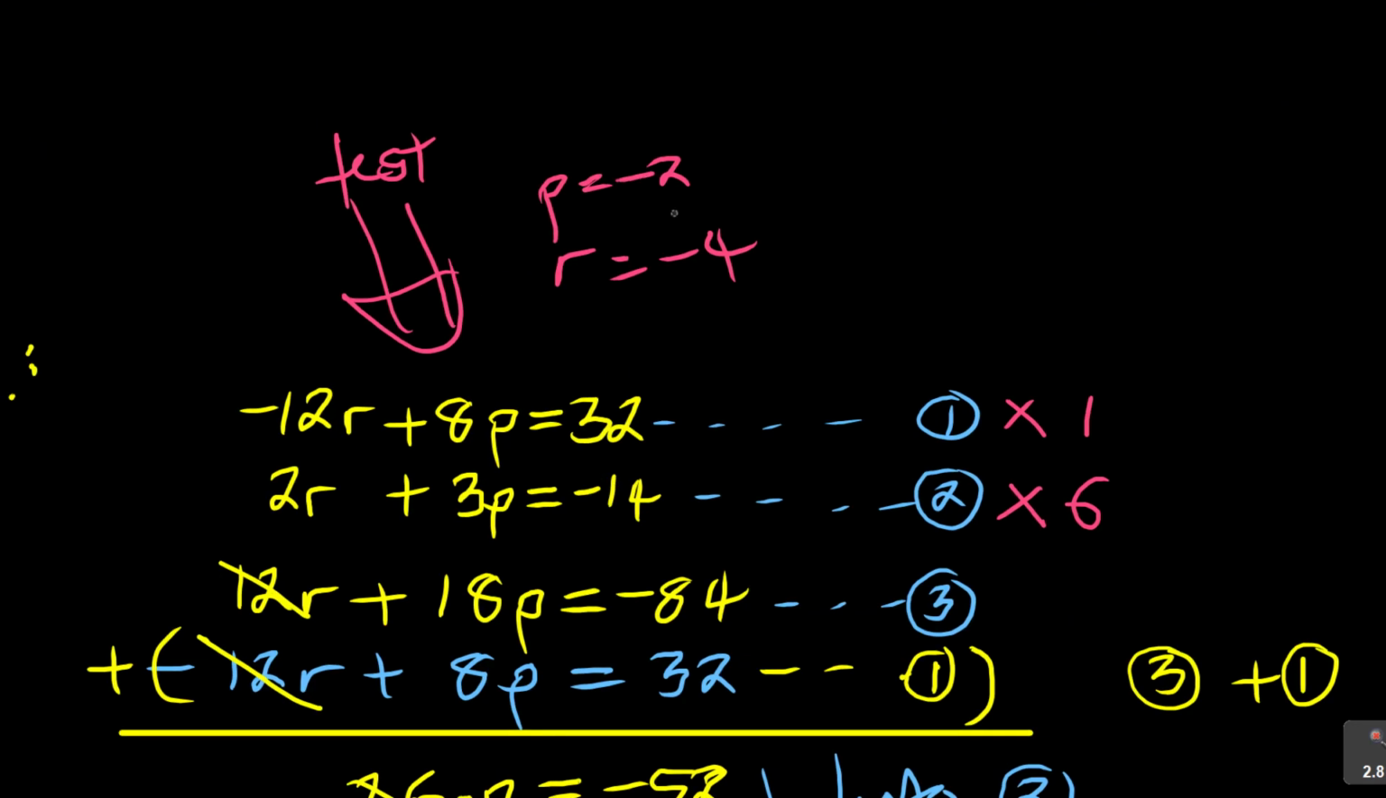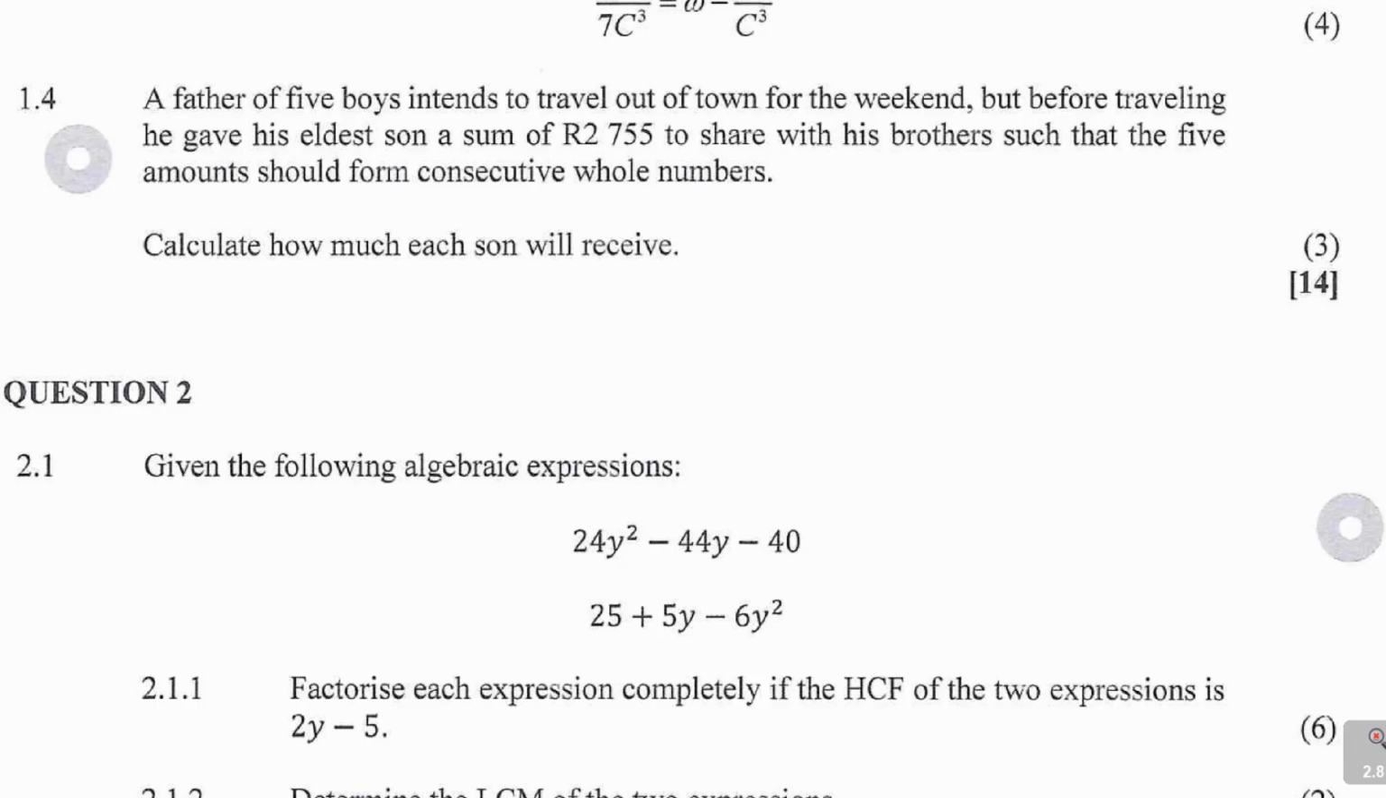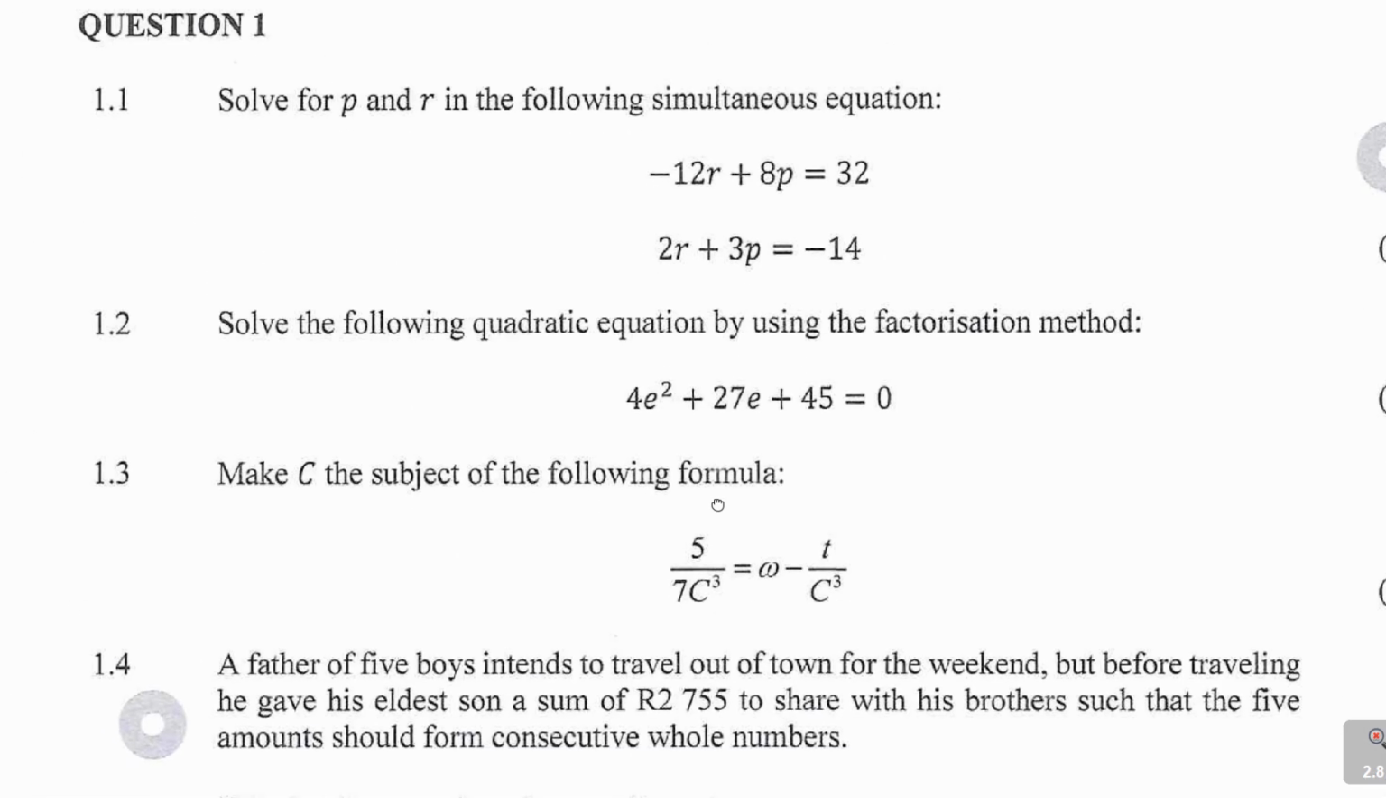You take them and you put them in the original. Where there is an r, you put it. Where there is a p, it must give you 32. Even here, it must give you minus 14. That is how you test it. Alright. So we are done with the first question. Let's move on to the second question.